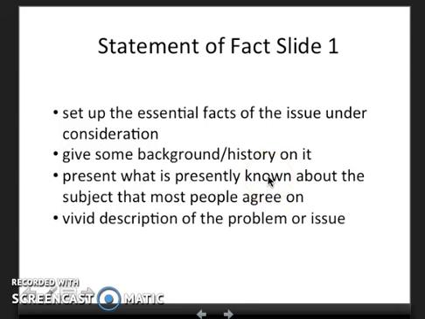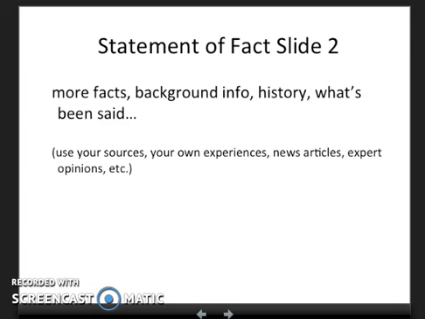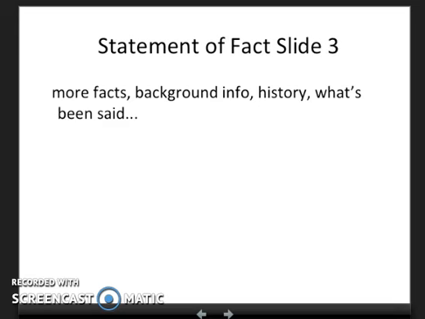Okay, then you're going to move to your statement of fact slides, which are also known as the background or history of your issue. So you want to set up the essential facts of the issue under consideration, give some background or history on it, present what is presently known about the subject that most people can agree on, and give your vivid description of the problem or issue. So use your sources, your own experience here, news articles, expert opinions, but this is basically just background info. You're not really making your point of view or your argument known yet.